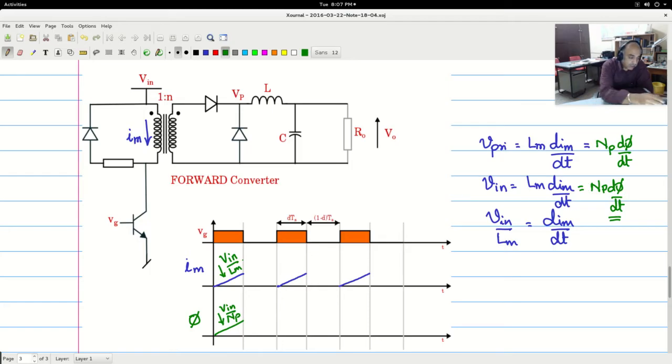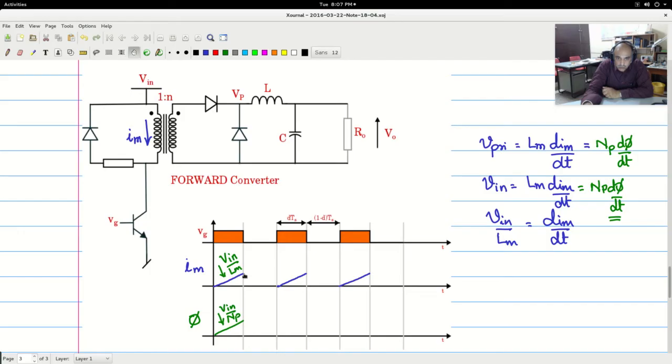Now after having reached the maximum, you have switched off the device. Once you have switched off the device, you see that the current through the transformer is immediately switched off.